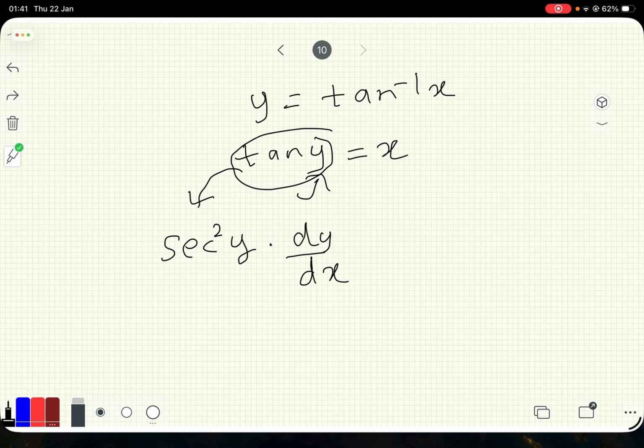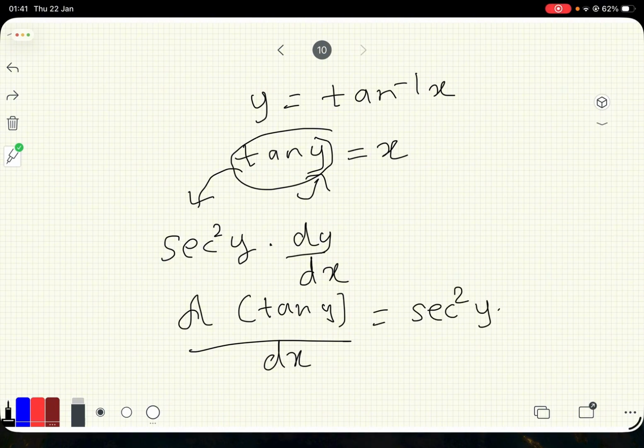I'll be explaining this in another video series where I'll talk about basic differentiation and basic integration. So here the derivative of tan y is sec squared y, multiplied by dy over dx, which is the chain rule. So the derivative of tan y with respect to x is sec squared y into dy over dx.